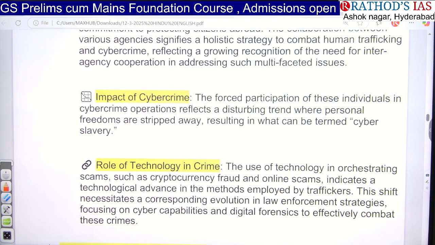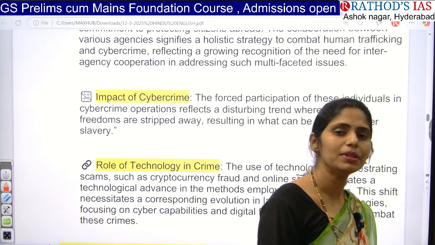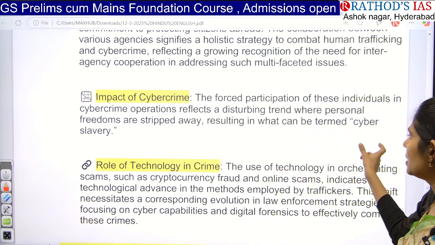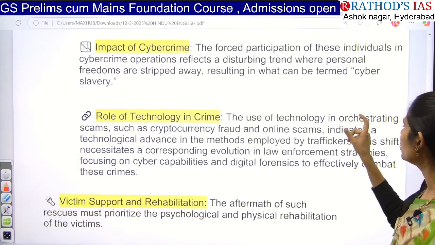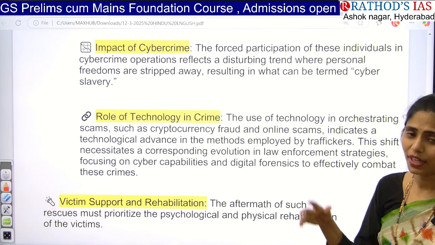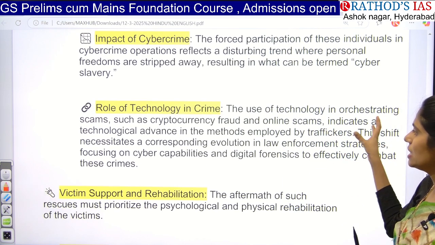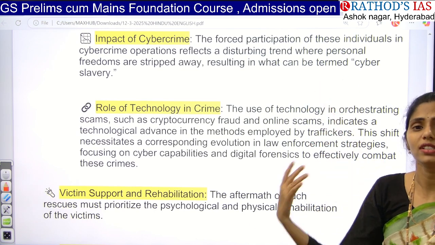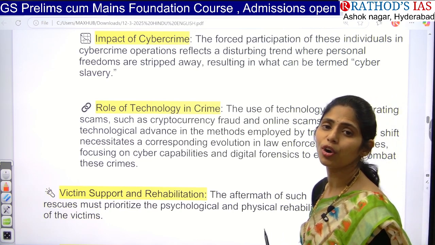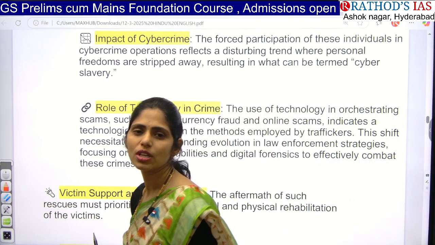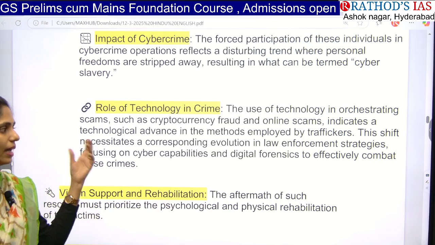So till now we used this word slavery, but whenever we are forcing people to do these cyber crimes, this term is called cyber slavery. Okay, and they are also using technology so much, for example cryptocurrency, bitcoins, etc., so we can say that they are using technology for doing cyber crimes. So whenever you are writing about technology boom or bane, in negatives you can use this point, that technology can be used for making these cyber issues also.